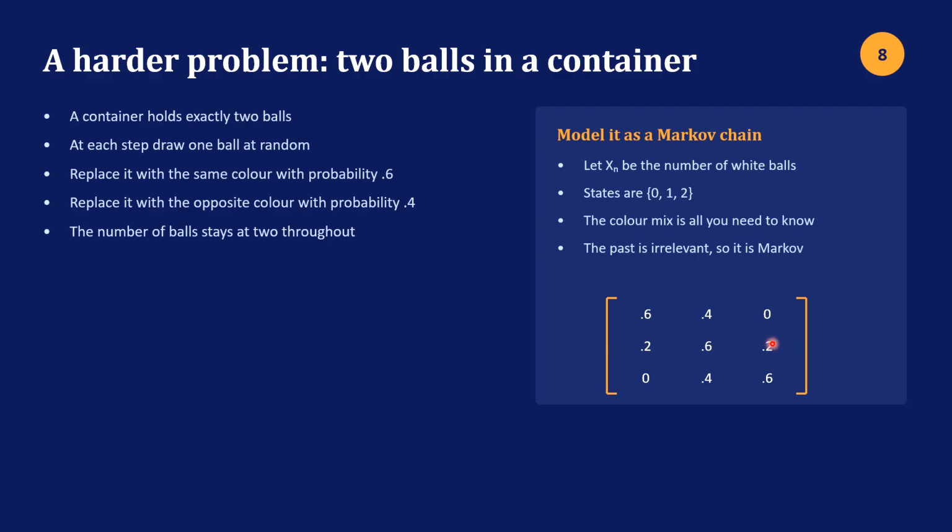Then the last case here, you have 1 white ball, and you're going to go up to 2. So the way that would happen is, with probability 1/2, you pick the black ball, and then you replace it with probability 0.4, so that's 0.2. Okay, so a nice exercise in computing some probabilities. On the next slide, we'll look at what happens after 4 steps.